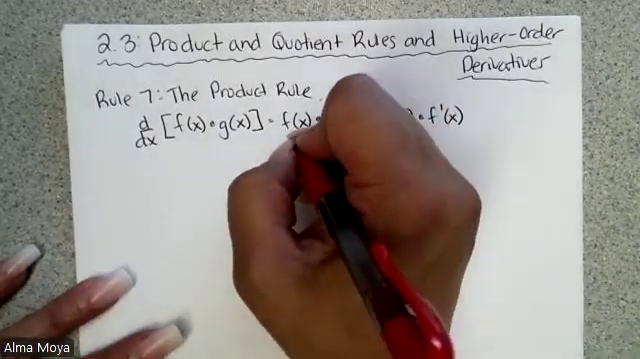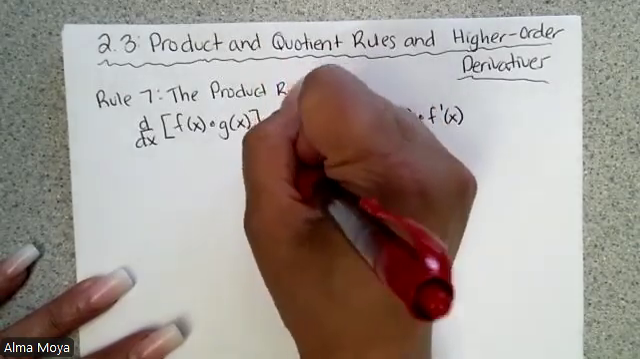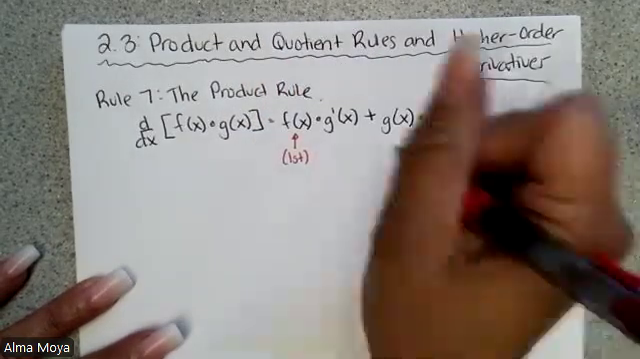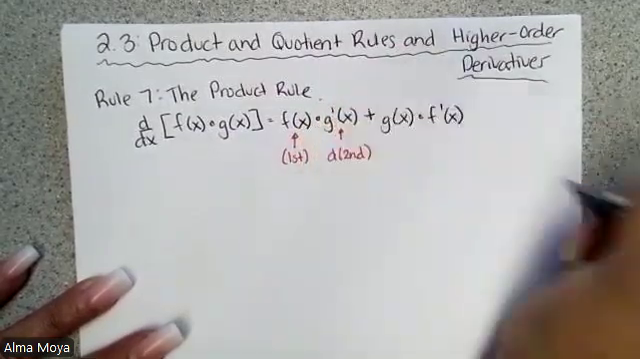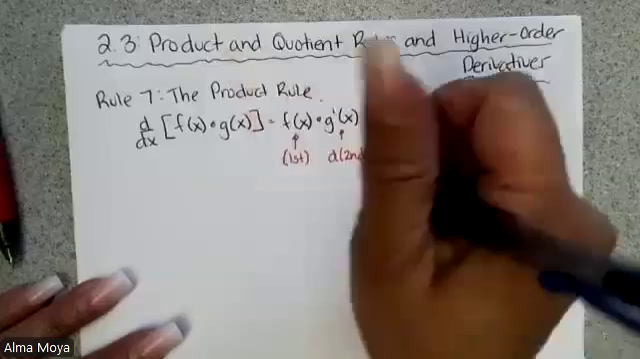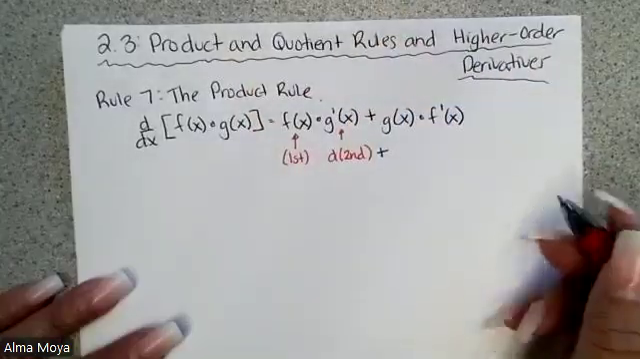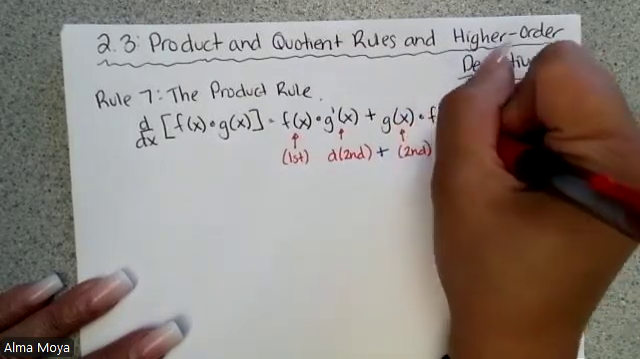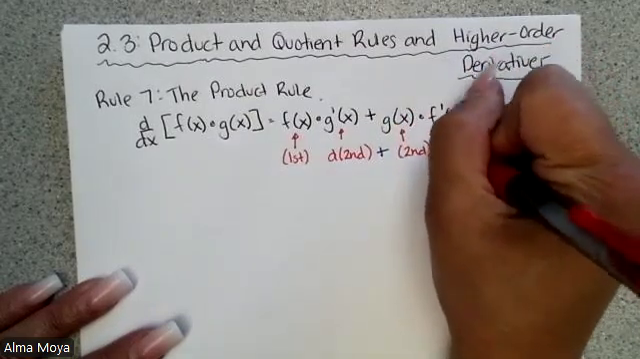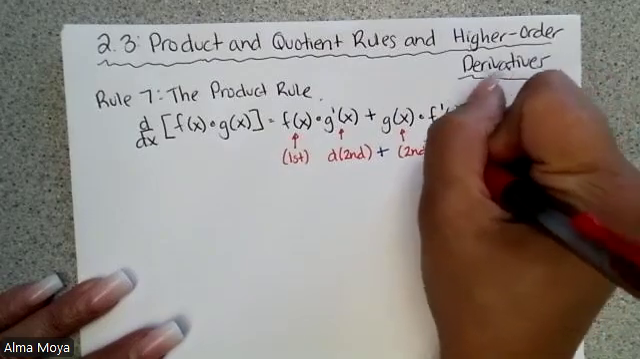So basically right here, that's just going to be the first function by itself. This right here is going to be the derivative of the second function, and you are adding. Then you're going to take the second function and you are going to multiply it by the derivative of the first function.